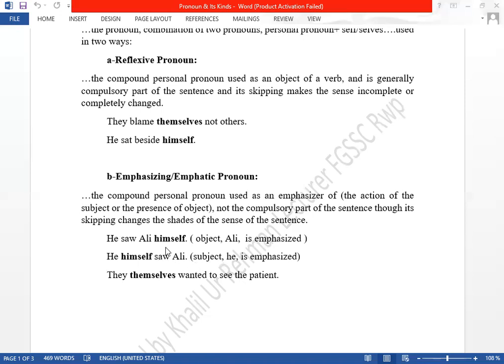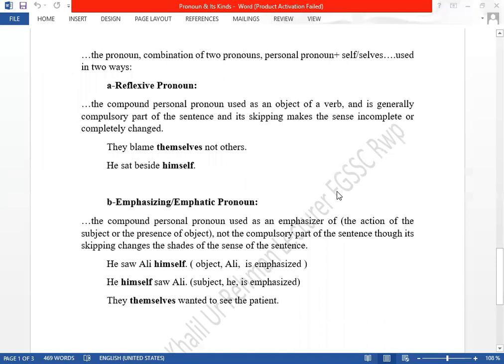For example, he saw Ali himself. Ali is emphasized, right? यानी उसने खुद अली को देखा। उर्दू में हम इसके लिए कह सकते हैं कि बजाते खुद का वर्ड इस्तेमाल किया जाता है when emphasizing या emphatic pronoun यूज किए जाते हैं. He himself saw Ali. Here it is the subject that is emphasized, and when we say he saw Ali himself, here the object is emphasized. They themselves wanted to see the patient. Once again, the subject is emphasized, and it is an example of an emphasizing, emphatic pronoun.